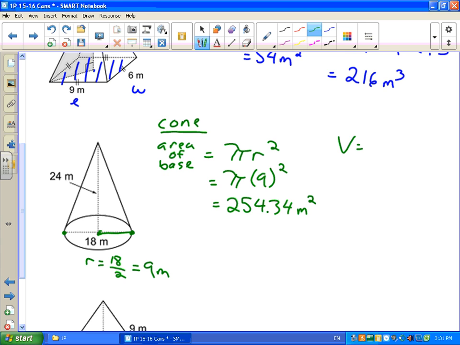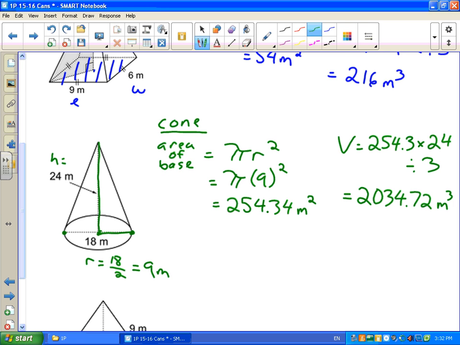So for our volume, again, we want area of the base. So we'll just put in the 254.34 times our height. Let's see, our height is starting from the center and going straight up to that vertex vertically. So this is going to be our height, 24, and then we want to remember to divide that whole thing by 3. So 254.34 times 24 divided by 3 will give us 2,034.72 meters cubed. And that's our volume.